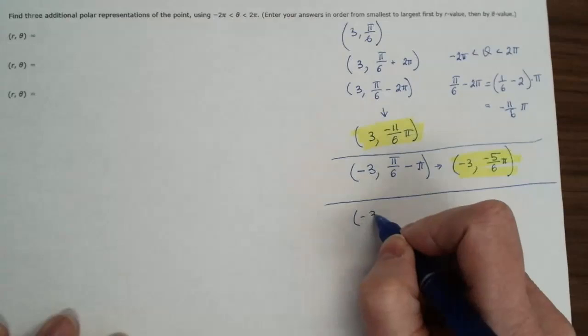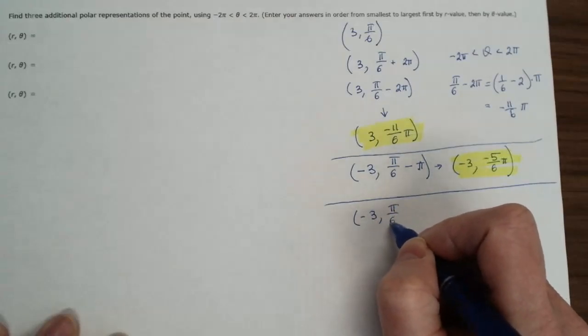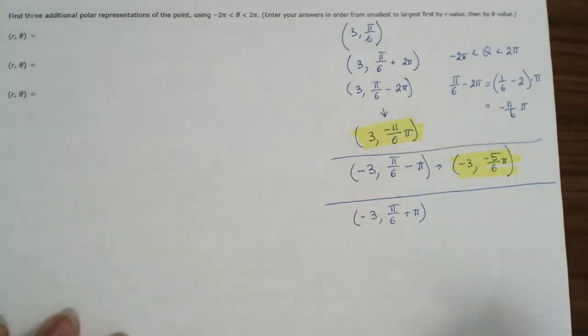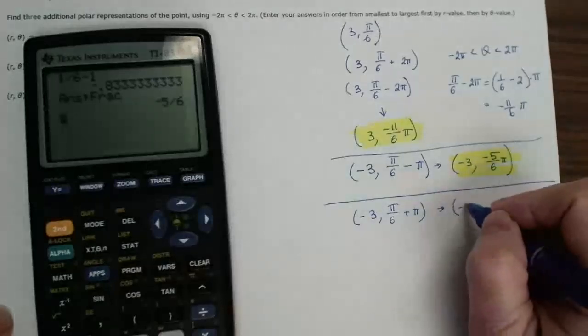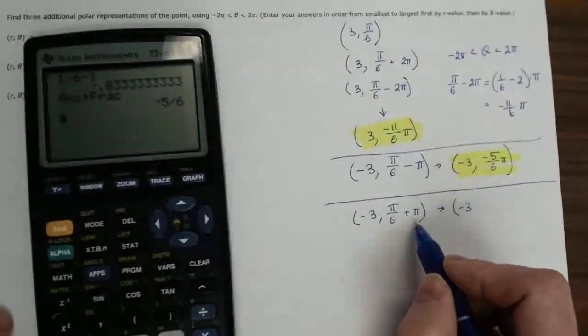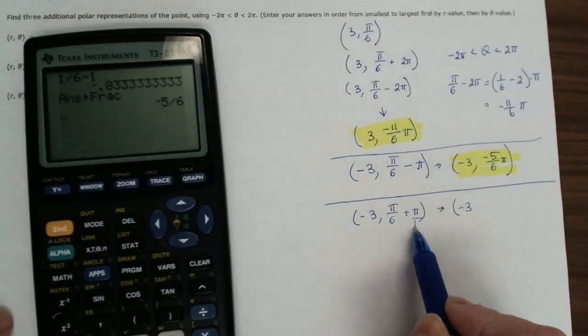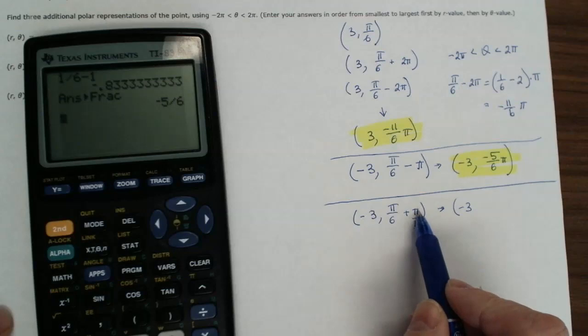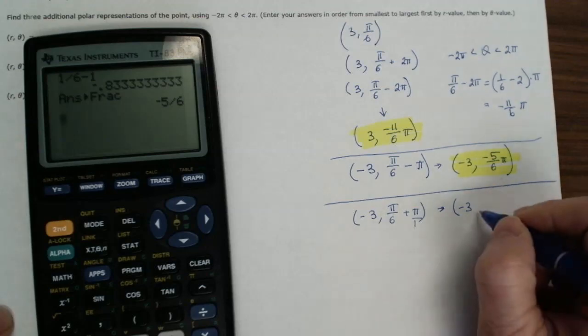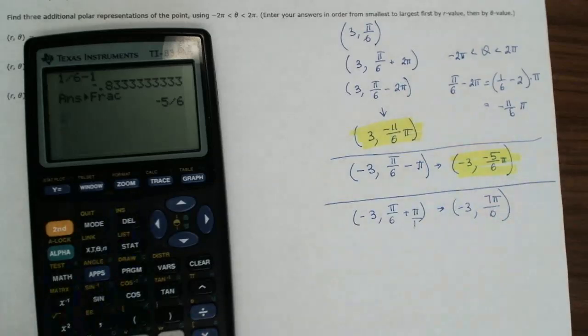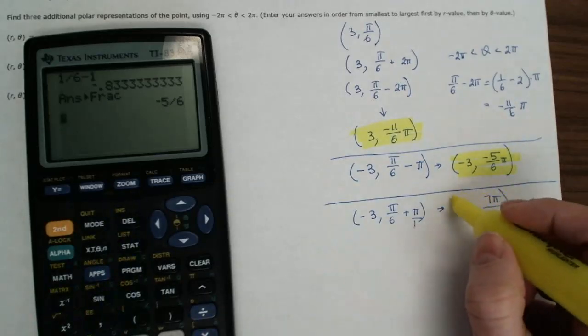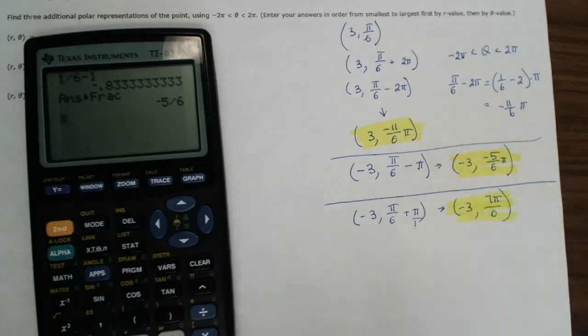Next, we have negative 3, pi over 6, and we will add pi. You can do it in your head. I can show you how you can do it in your head. Here pi is over 1, so to have the same denominator, you have to multiply pi by 6. So it will be 6 pi here plus 1 pi here. It will be 7 pi over 6, or you can use your calculator. So we found 3 answers.